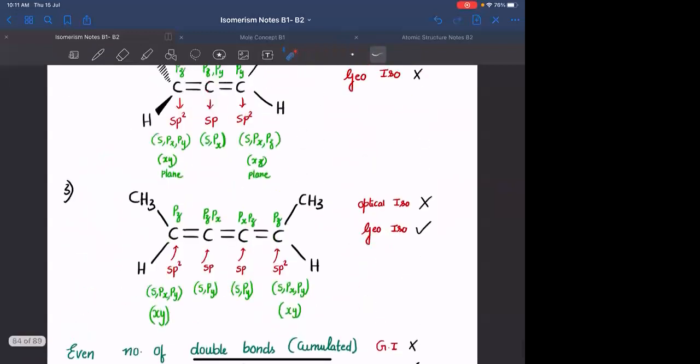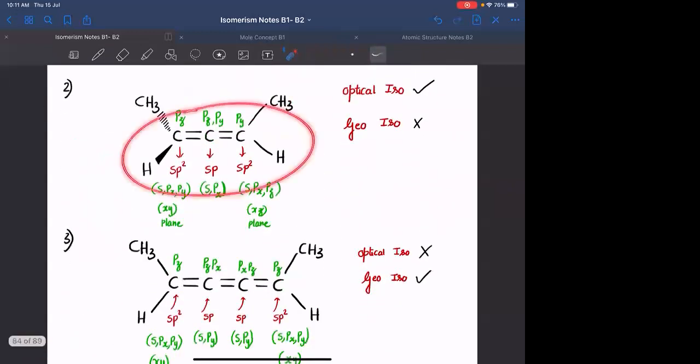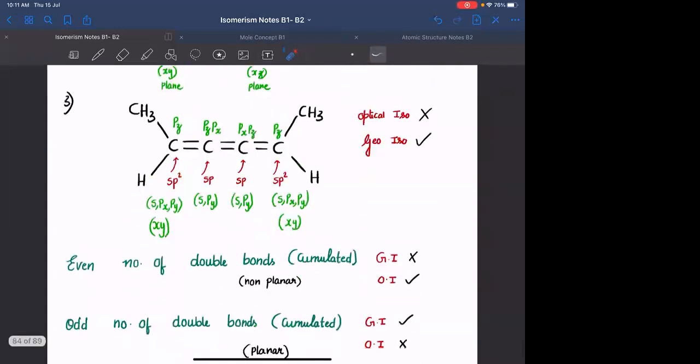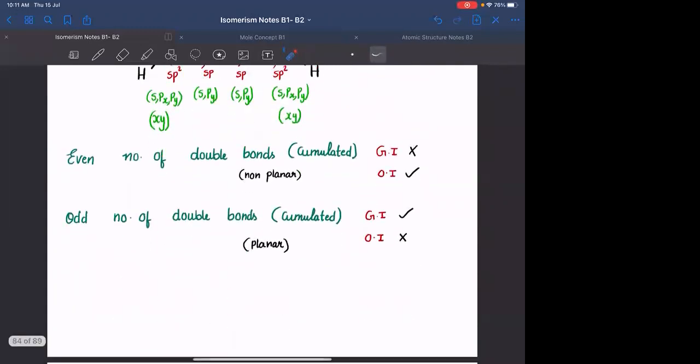And most common question they ask is either this or this. इससे ज्यादा pi bonds का वो लोग कभी नहीं बनाते हैं. Okay? अगर बनाया भी, you just need to see if there are even number of double bonds or odd number of double bonds.